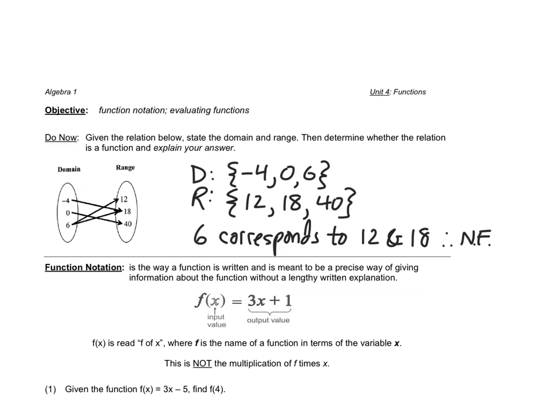On the Regents, write out not a function. For me, NF is fine. I'll know what you mean. It's my abbreviation. So that's my explanation: 6 corresponds to 12 and 18. So if we're looking to make a prediction from this model, I wouldn't be able to confidently make a prediction because I couldn't say if this, then definitely that. It's if this, then maybe that. If there's a maybe in there, all bets are off.